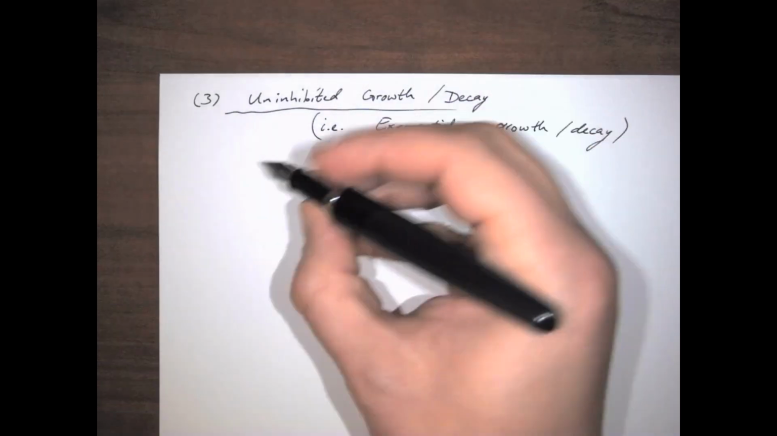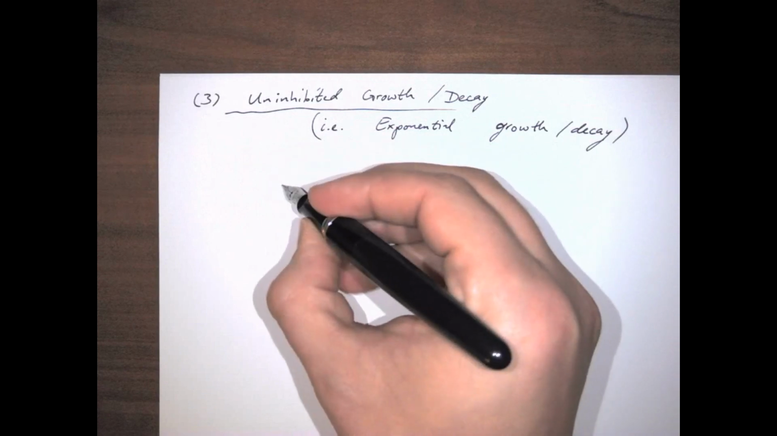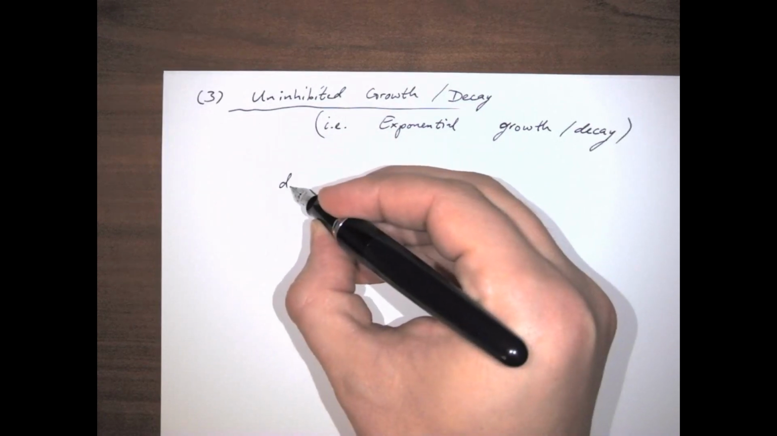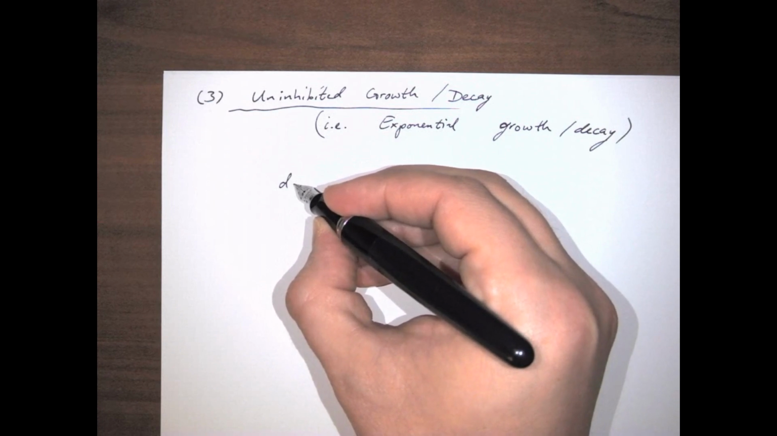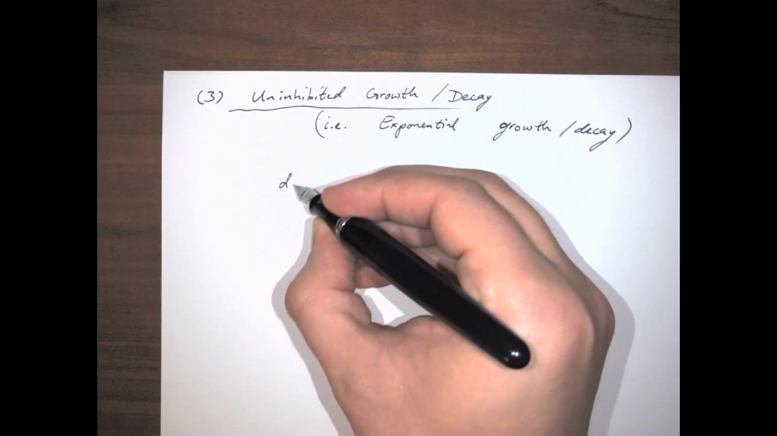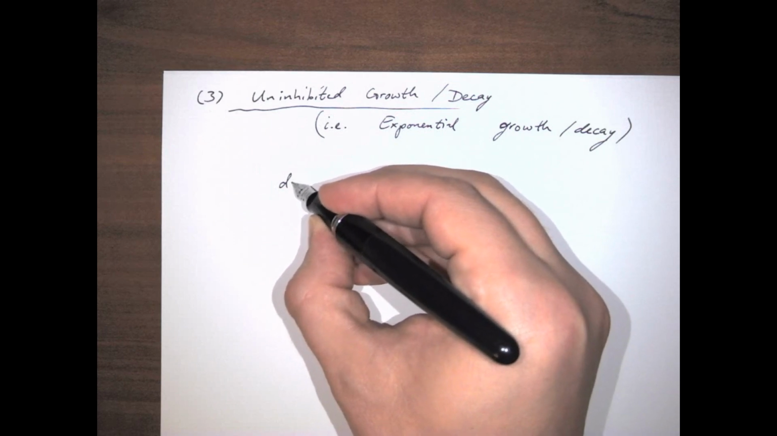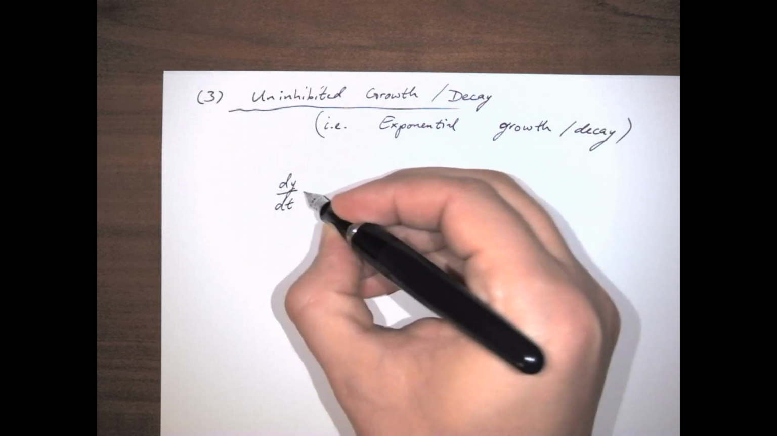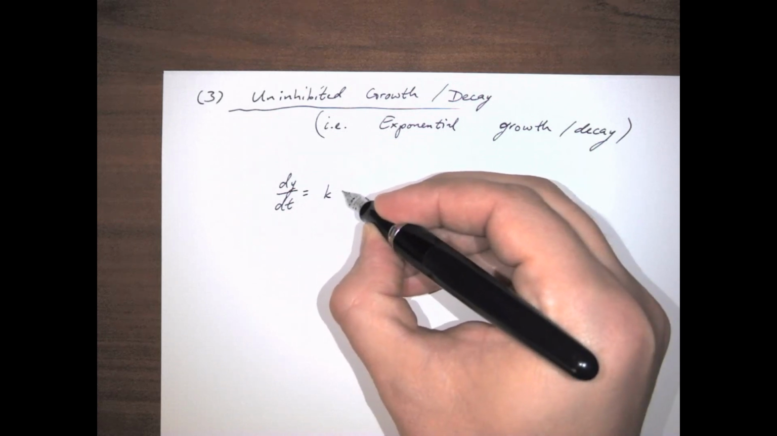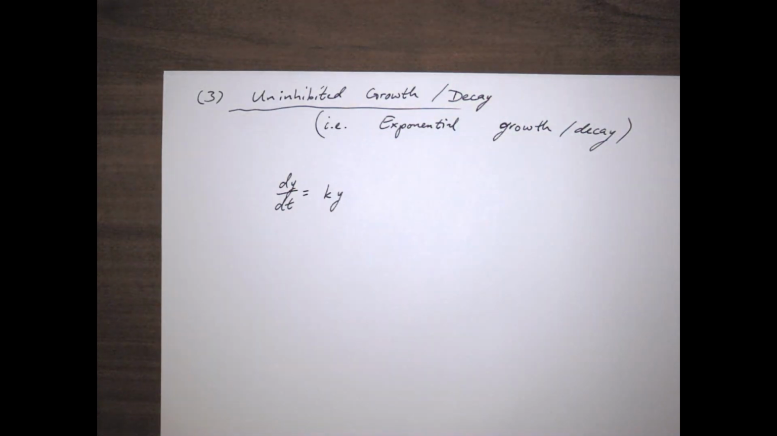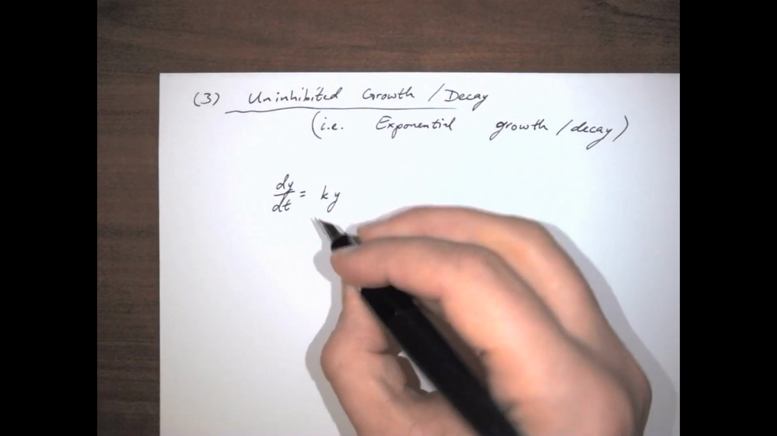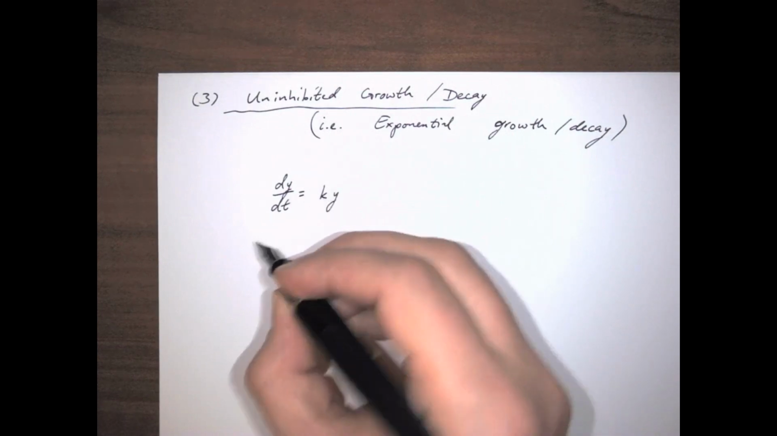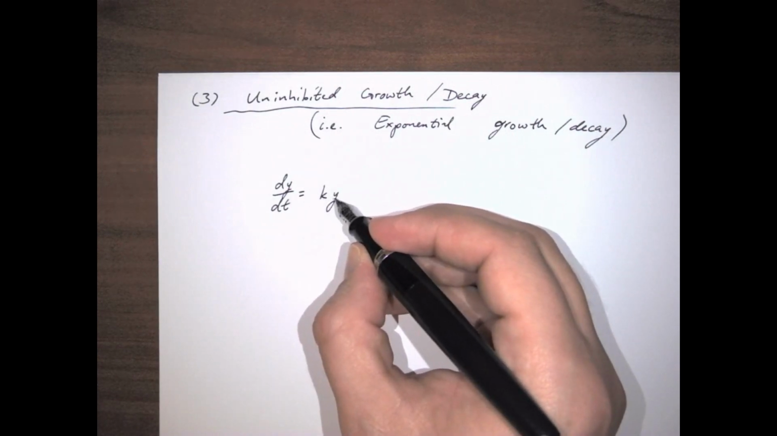Okay, so the way this can be formulated is, it can be P if it's population, M if it's mass, A if it's amount. Doesn't really matter. So we'll just say dy/dt is equal to ky. Whatever the thing is, it is growing when k is positive, and it's decaying when k is negative.